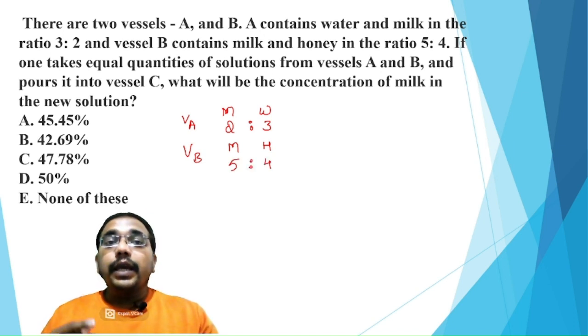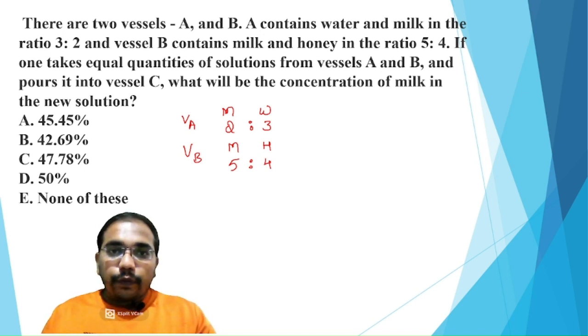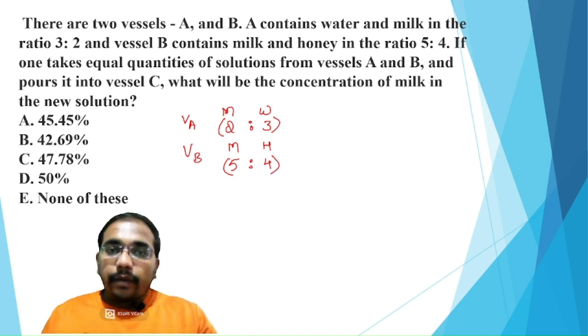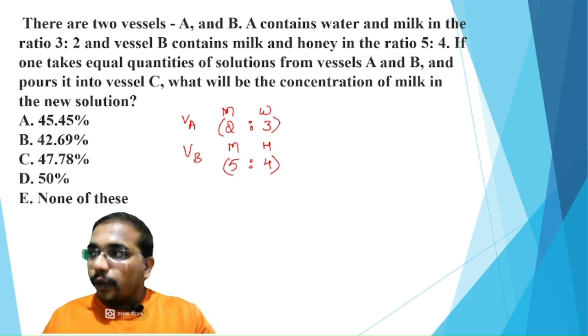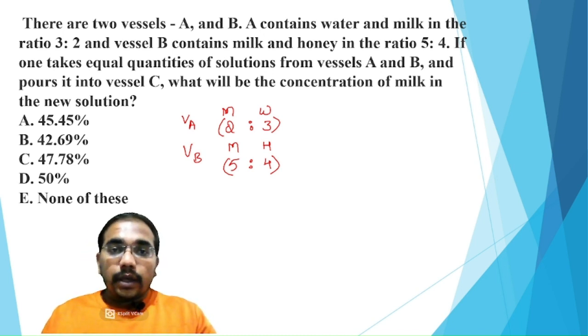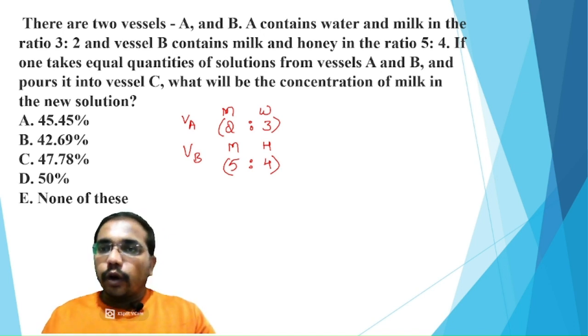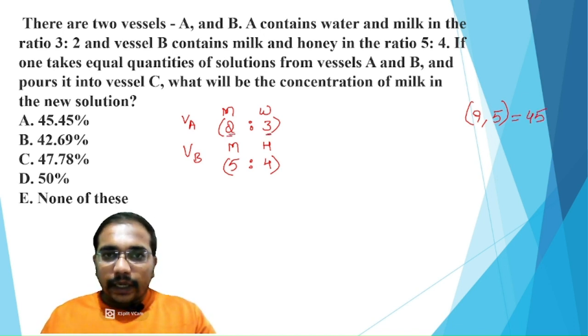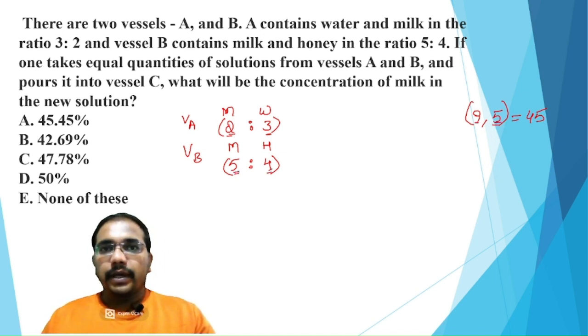But we are taking equal quantities, right? That means if we are taking from vessel A, from vessel B, are you following? Here if I am taking something 45 liters, here also I need to take 45 liters. Observe this one. Here 2 and 3, total how many parts? Sorry, 2 plus 3, 5 parts. 5 plus 4 is how many parts? 9 parts. I need to make it the same. So initially 2 and 3, total 5 parts. Second vessel 5 and 4, total 9 parts.